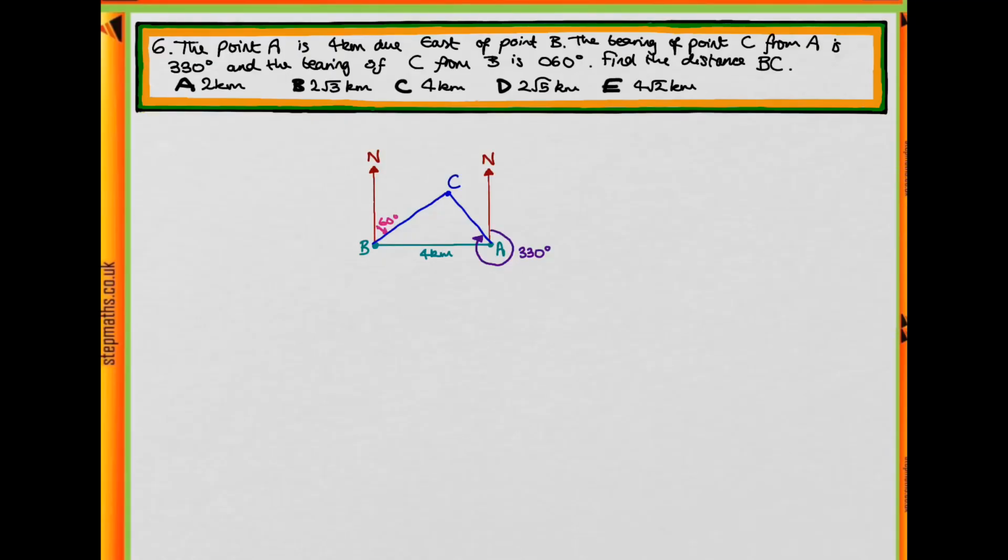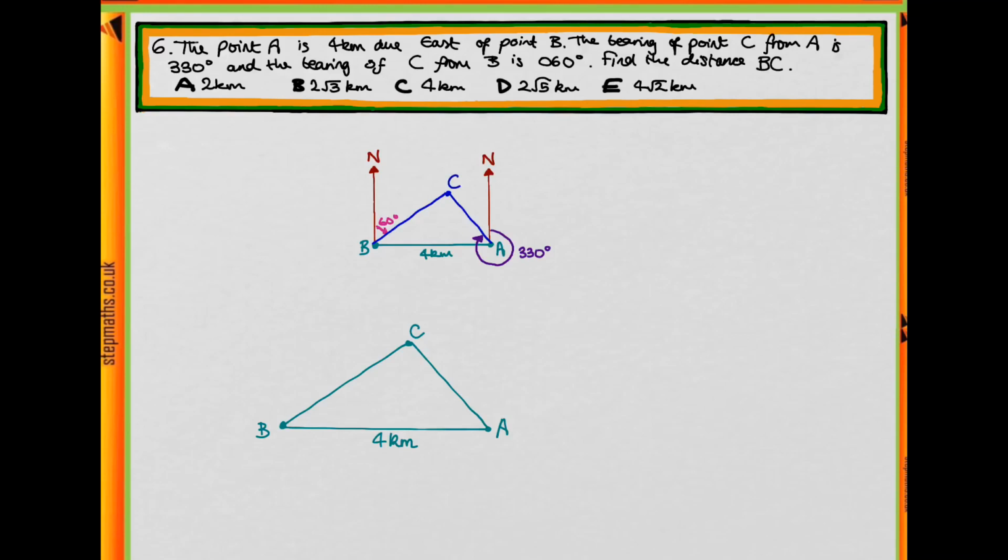So pause the video for a second and just have a think about what you think we're going to do next. Now we've got this picture, can you think of any rules or any information we could extract from this to work out what's going on in order to find BC, the length here? Okay, so we can look and extract out this triangle here. So it looks something like this, with this being 4 kilometres. And the first thing we want to do is find these angles here.